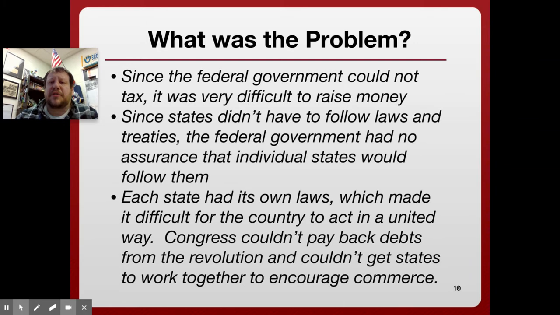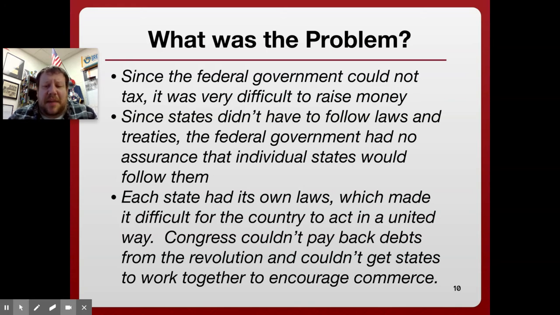And so the big problems were that, once again, we could not raise money as a country. Because the federal government couldn't tax, it couldn't raise any money. Because the states had to follow laws, basically the government could tell them to do stuff, but they didn't have to actually do things. Then every state had its own law, which was really, really weird too. So what's legal in New York might not be legal in Pennsylvania and vice versa. And so everything was very disjointed and not kind of traveling in one direction.